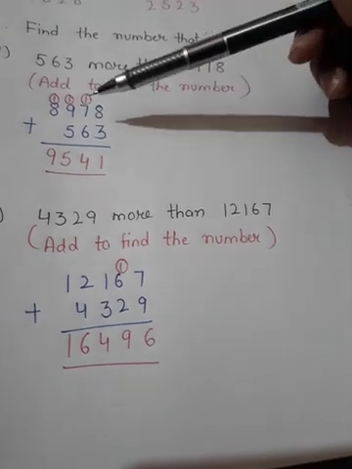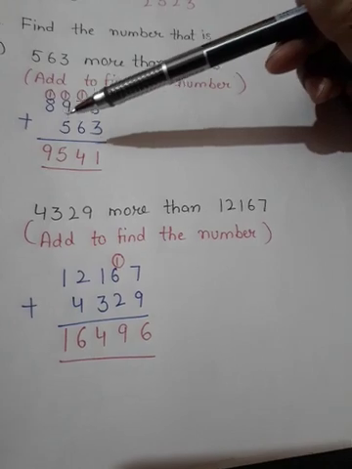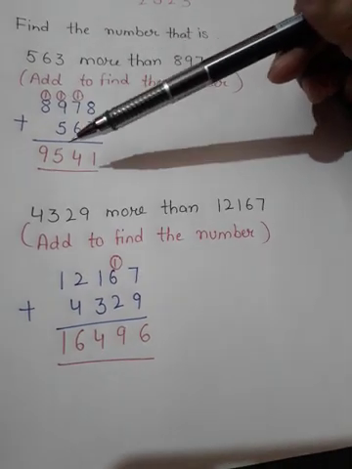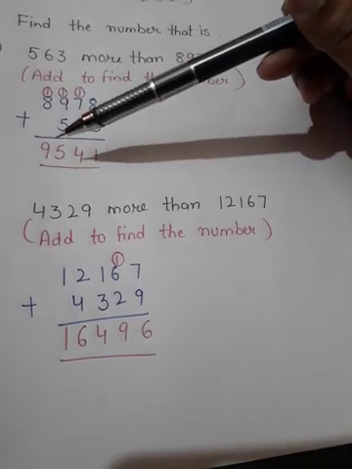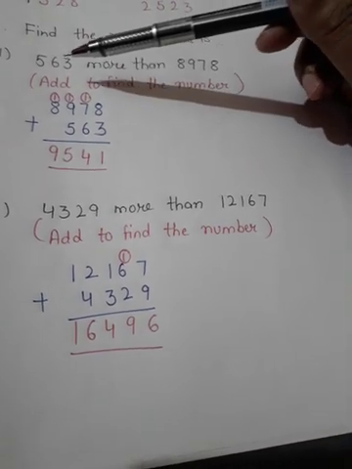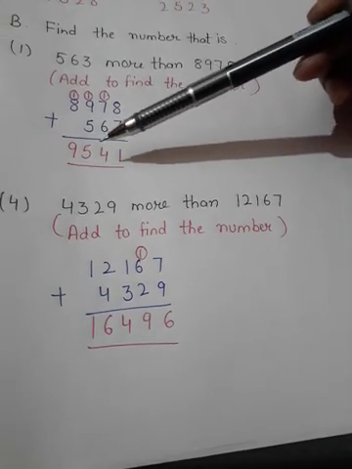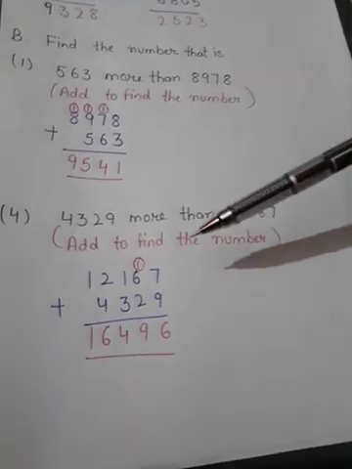8 plus 3 is 11, 1 here, 1 carry. 6 plus 7 is 13 and 1 is 14, 4 here, 1 carry. 9 and 5 is 14 plus 1 is 15, 5 here, 1 carry, 8 and 1 is 9. So this answer is 9541. So 563 more than this is 9541.